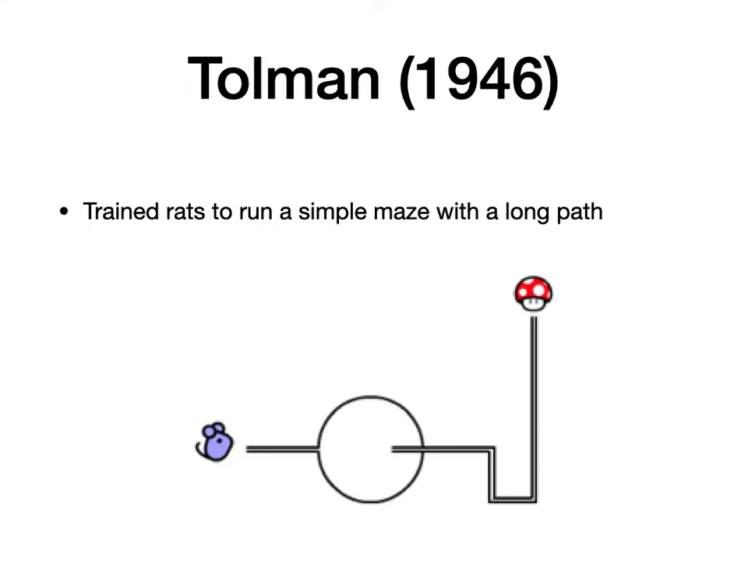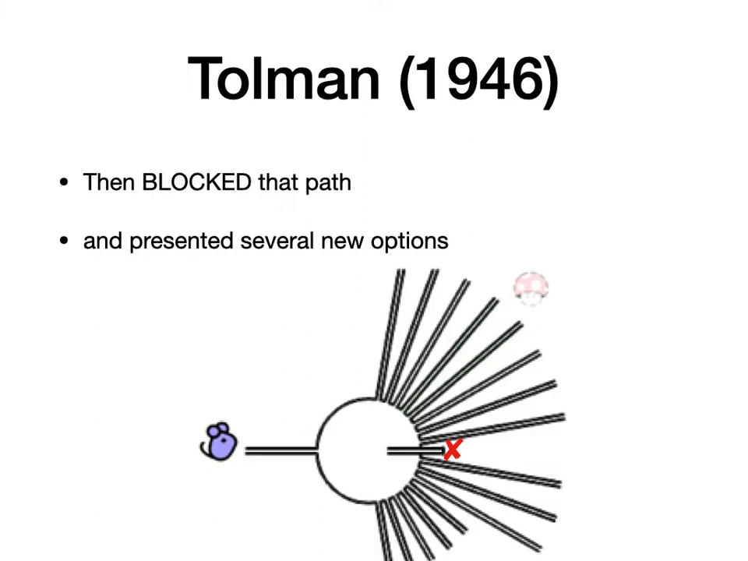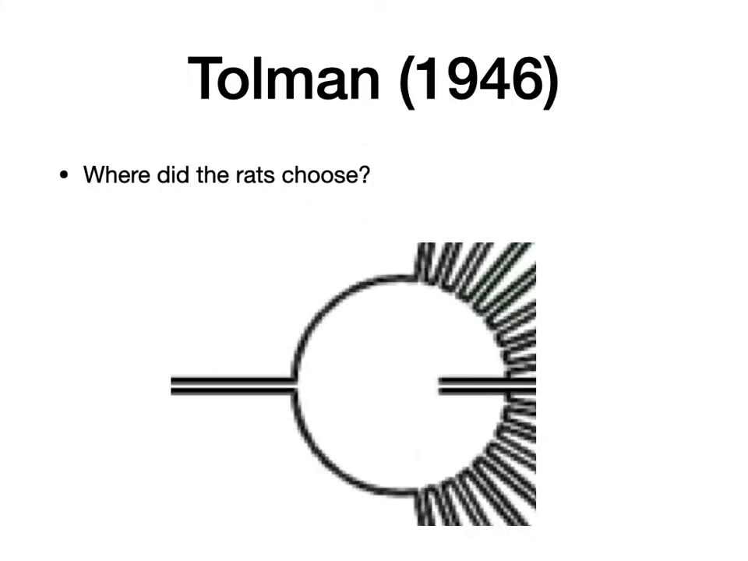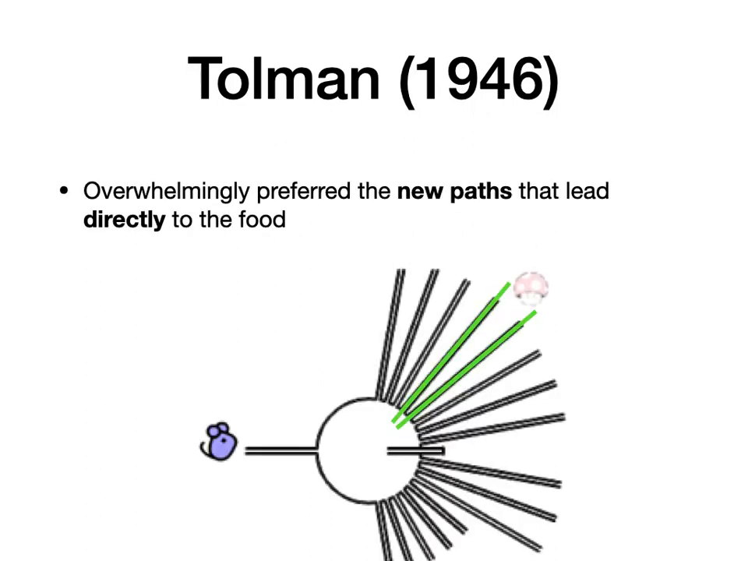Now, Tolman. They train the rat to do this, right? Run this little maze every day. Now block the path and present a whole array of options of where to go next. The question is, where did the rats choose to go? The one option they actually had direct experience with vanished. It was shut, and a whole bunch of other options opened up. Where did the rat decide to go most times? They almost always went right for the food.